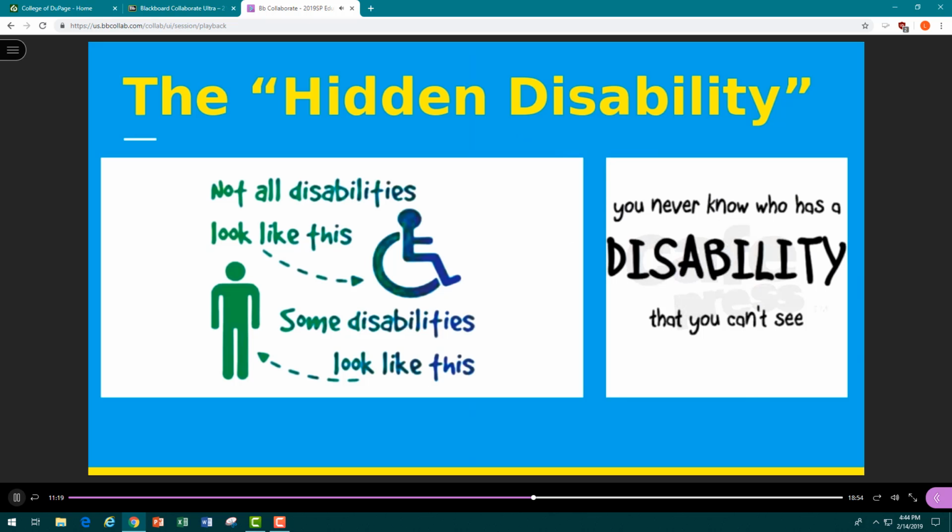Okay, as I mentioned, it's a hidden disability because they look so normal. I don't like to use that word sometimes. They look so regular, like you and I, but you know, you can't see inside the brain, and you can't see what kind of learning disability they have.